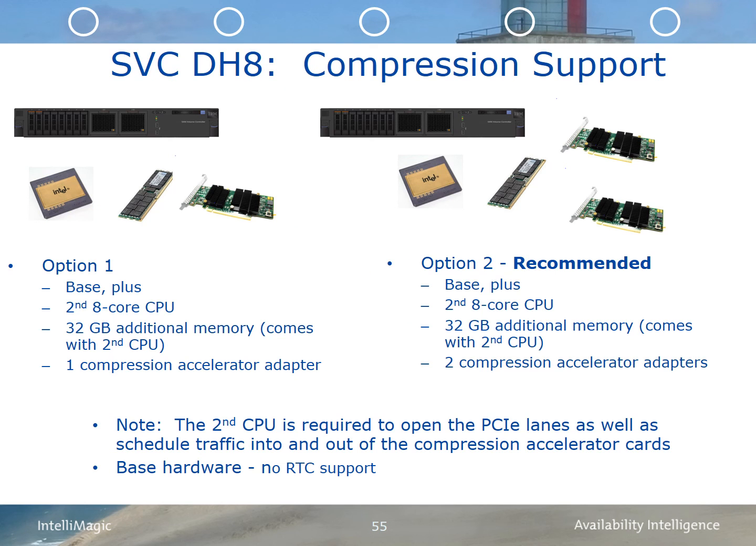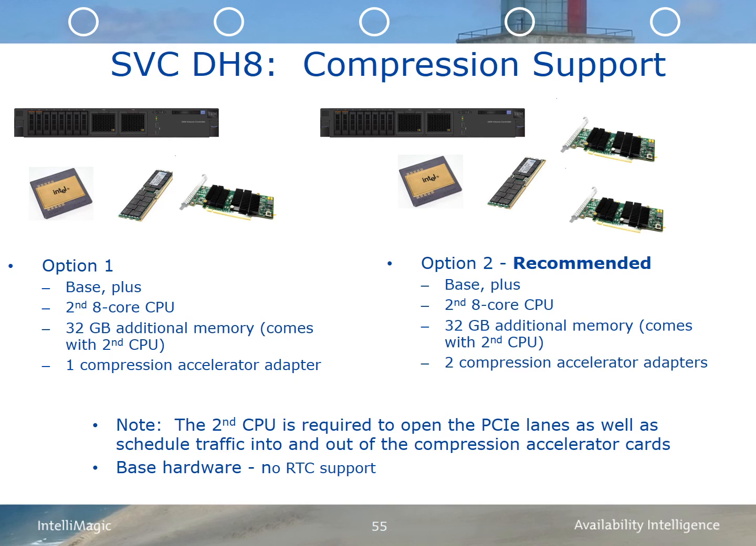With the IBM SVC model DH8, compression is now a very viable option. The base hardware does not include real-time compression support. However, you can add additional hardware. There are actually a couple different ways to do this. You can dedicate 8 processor cores to real-time compression with 1 compression accelerator adapter, and this provides you 38 gigs of memory for the compression stack.